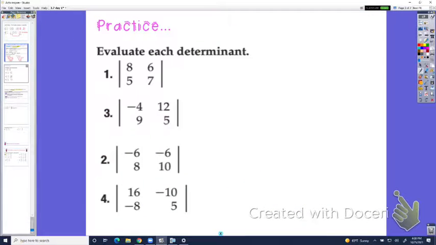So you try these 4, pause the video, try to do them by hand, writing down the cross products and then subtracting. Be careful of your signs, and then replay the video when you're ready for the answers.